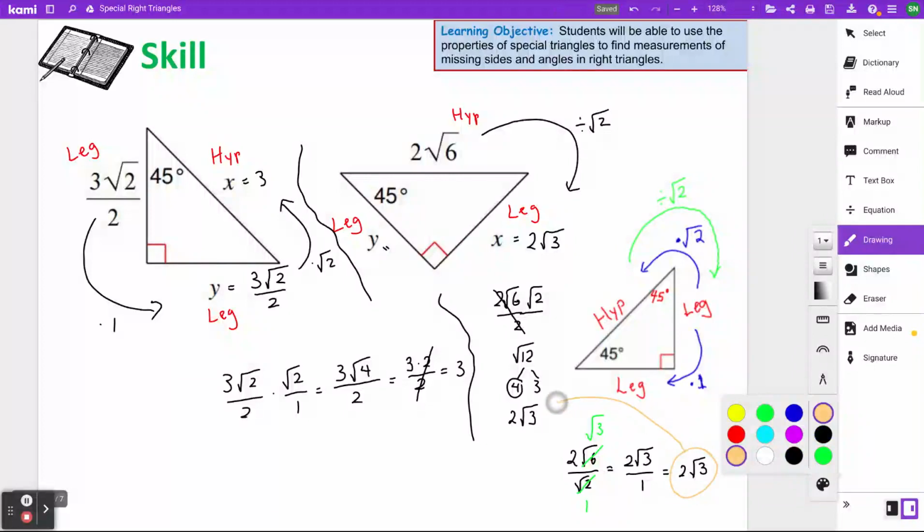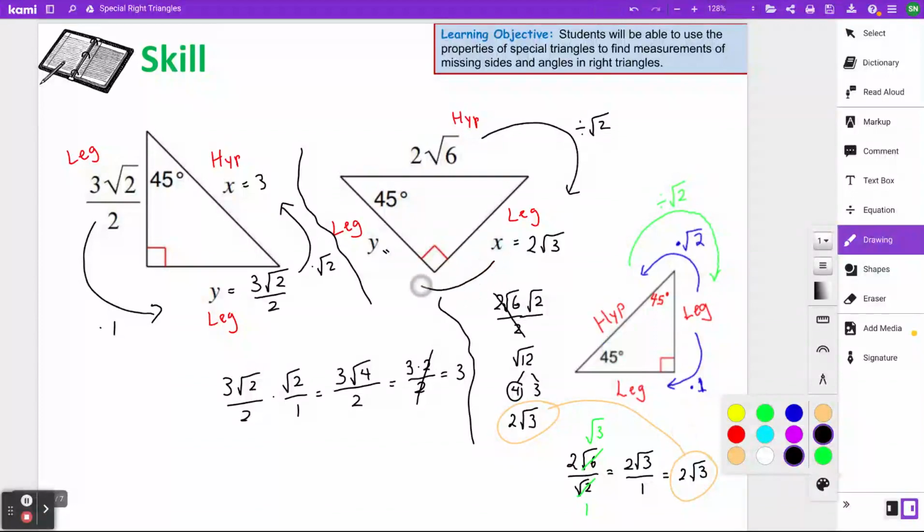And if you look, these two are the same thing. The first method always works. The second method, it depends on what you're given. Now that we have one of the legs, we can get the other leg by multiplying times 1. Therefore, y is also 2 square root of 3.